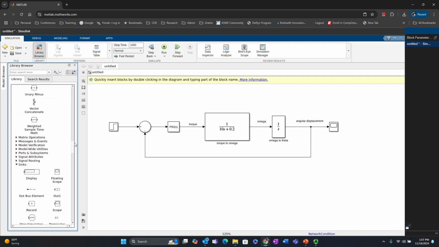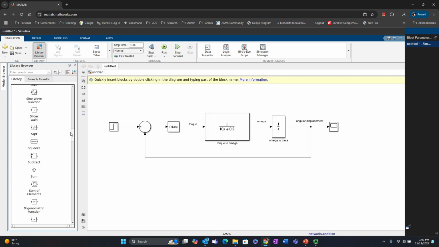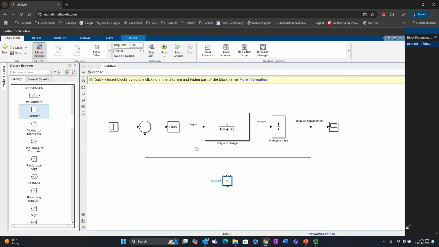And let's go and find the product. And grab it over here, and I'll rotate these, Control R. It's just going to be more convenient to wire this. Torque times omega, I'm going to multiply them, and that will give me power. And I can then plot this as a function of time. Okay, this is now power. And this we can maybe call it theta, angular displacement. Good.